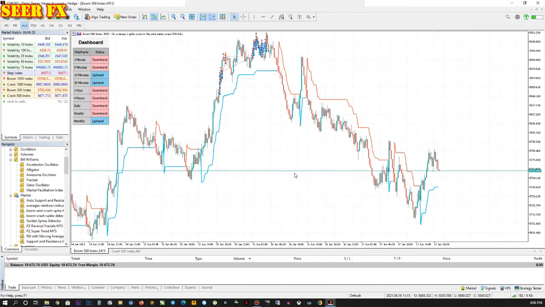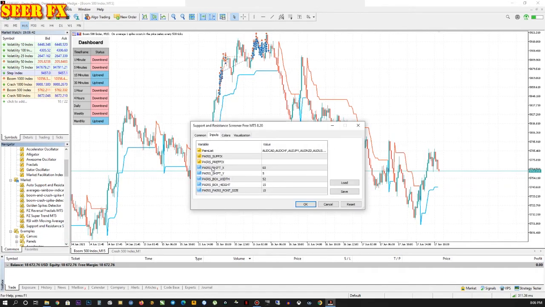So guys, if you get this indicator, it is very good for you to understand the trend. The second one I'm going to be using is what we call the support and resistance screener. Now you drag it to the screen. You don't need to do any settings, just click OK.